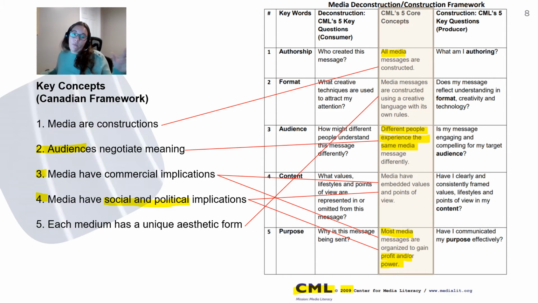is the ones that I didn't like so much, 3 and 4, are in some ways contained in 4 and 5, which is content. Understanding that media have embedded values and points of view, and they have a purpose. They are either to gain profit or to gain power. And each medium has a unique aesthetic form, which corresponds to the format principle here. Media messages are constructed using a creative language with its own rules. It's what we were talking about before with the semiotic systems, that they have certain conventions.